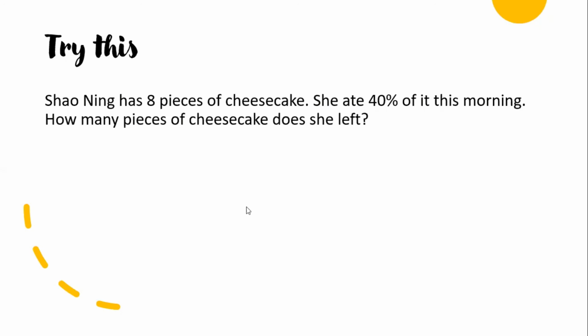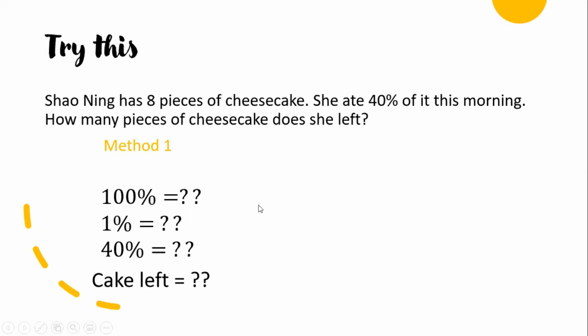Okay. So everyone got 4.8. Whether you are correct or not, let's check. So method one, 100% is 8 pieces. So you find out 1% equals how much, and then you find out 40% equals how much. Then to get what is left, you take this, you minus this, and you will get the cake left.